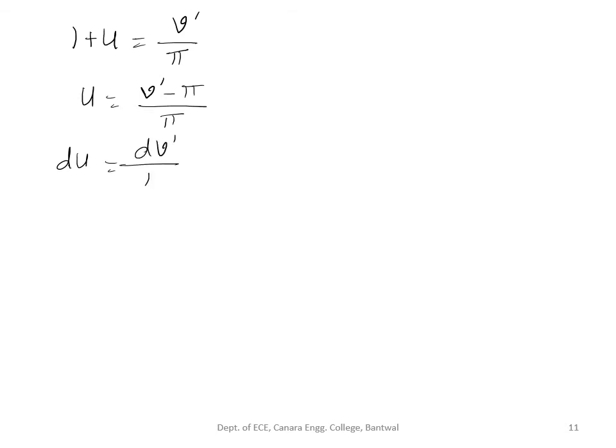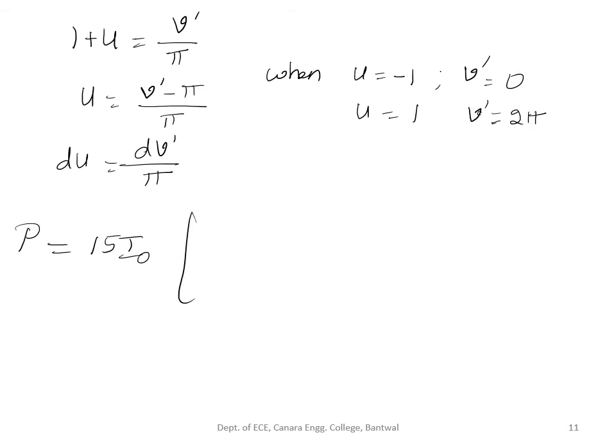Similarly, consider 1 plus u is equal to v dash by pi. u equals v dash minus pi divided by pi. du equals dv dash by pi. When u equals minus 1, v dash equals 0. When u equals 1, v dash equals 2 pi.